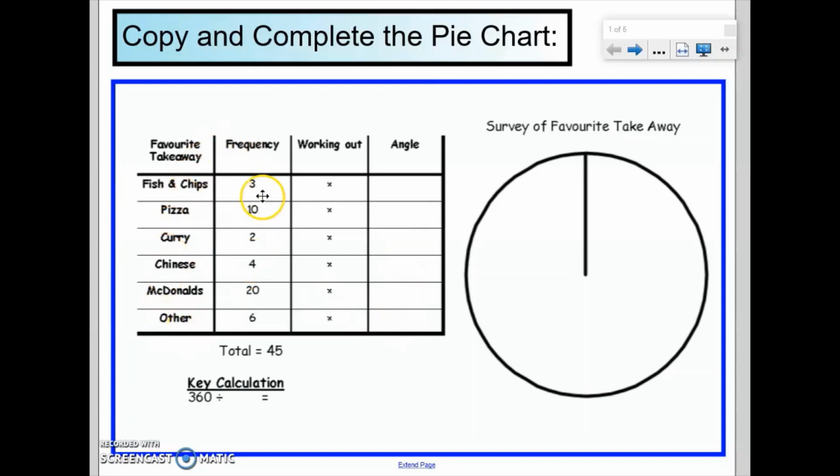So the data shows you how many people preferred different types of food. So 10 people preferred pizza, 20 people preferred McDonald's, 2 people preferred a curry. So we've got some information about people's favorite takeaway food. What I would like you to do is produce a nice, accurate pie chart to display this data. Could you copy and complete the table and the pie chart now? Could you pause the video here, please?